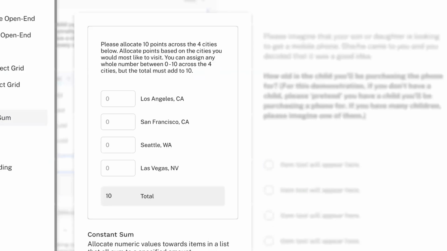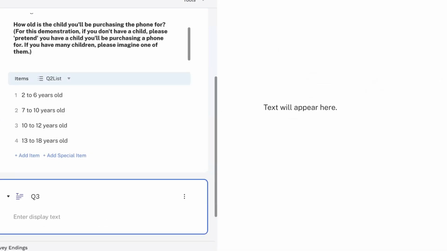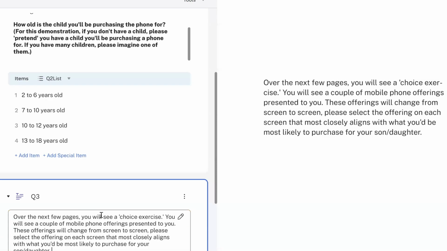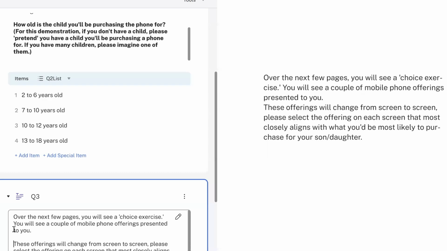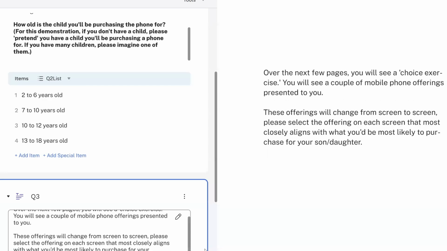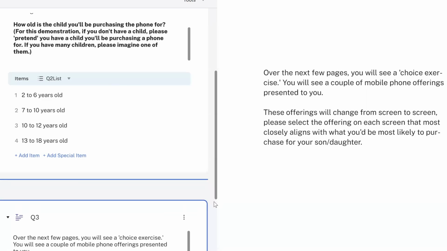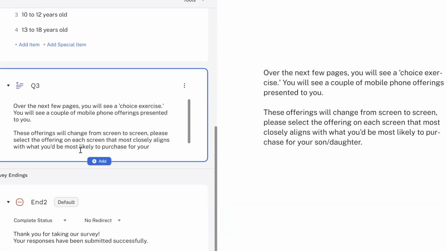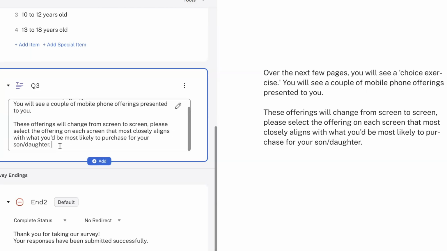But before I go into the conjoint analysis, I'd like to actually just give you guys a little bit of instruction. It's a good idea to give people instruction about what they're going to be doing here. Over the next few pages, you'll see a choice exercise. You will see a couple of mobile phone offerings presented to you. These offerings will change from screen to screen, and please select the offering on each screen that most closely aligns with what you would like to purchase for your son or daughter.